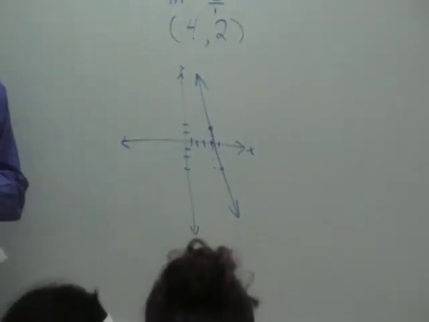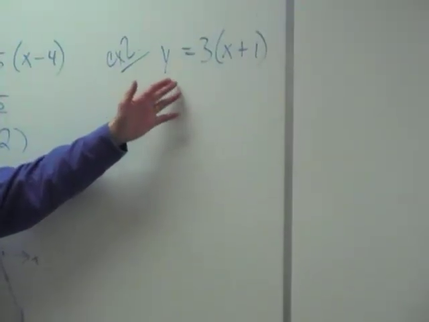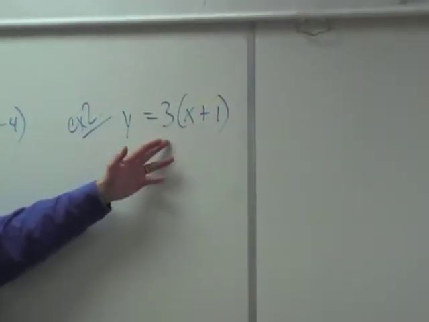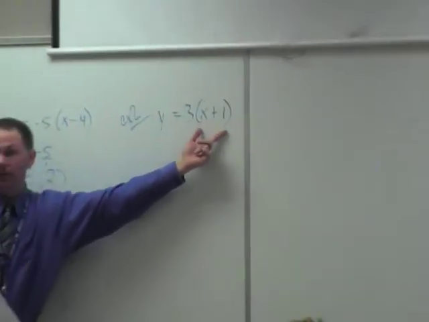Okay? All right. This one is in point slope form because of this parentheses. It looks like y equals mx plus b, except you've got a parentheses here.